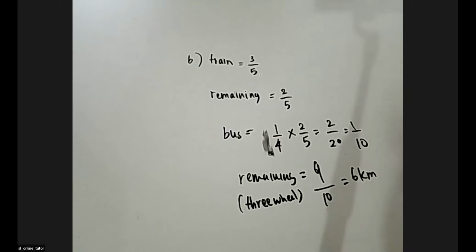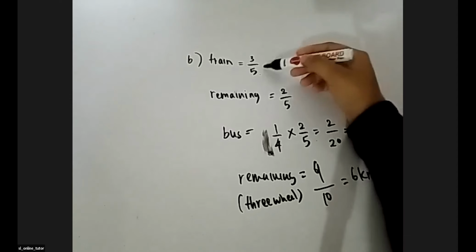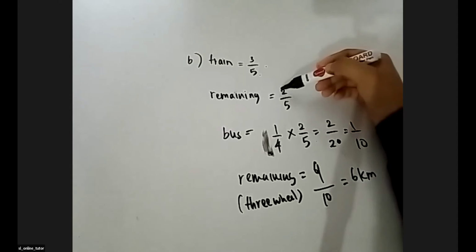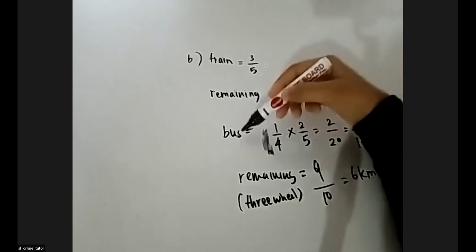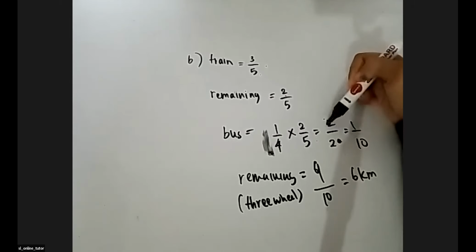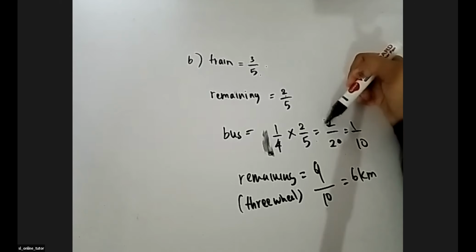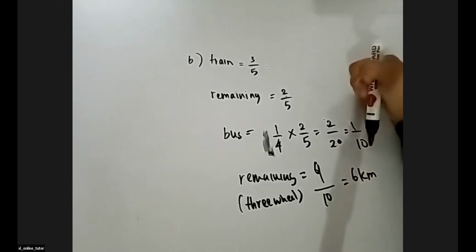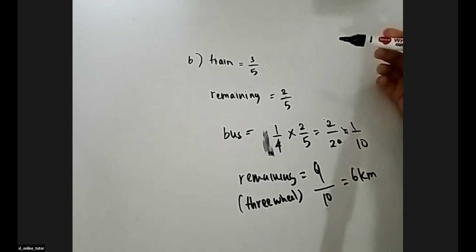How can we find the total distance? He travels 3 by 5 by train. Then the remaining is 2 by 5, and he travels 1/4 of the remaining by bus. That means 1/4 of 2/5, which is 2 by 20. Can you understand? 2 by 20 he travels by bus, which simplified is 1 by 10, and they say the remaining 6 kilometers is by three-wheeler.